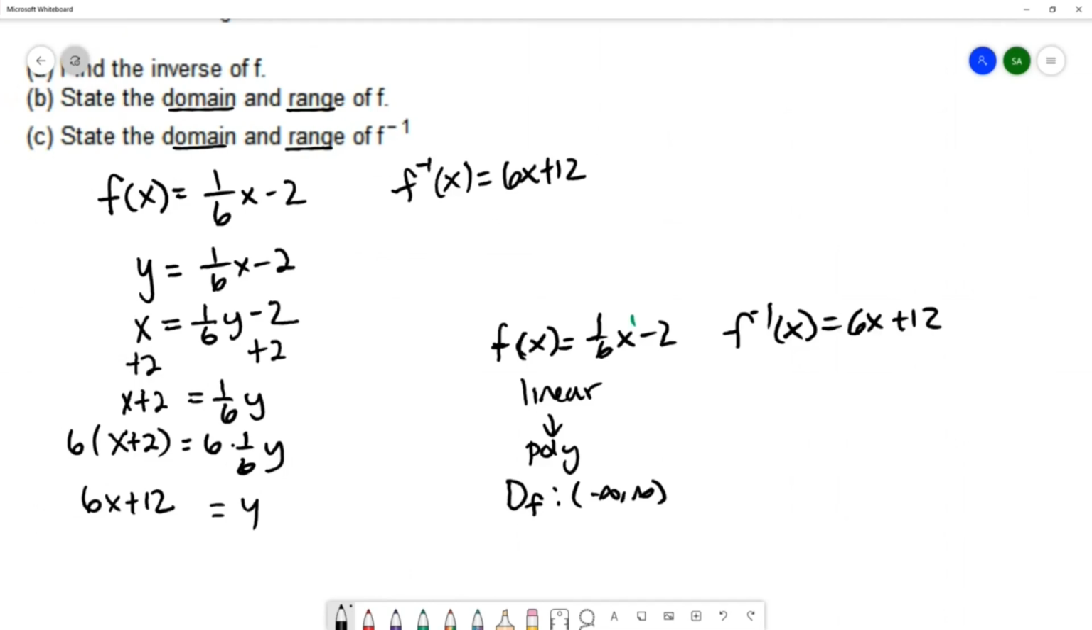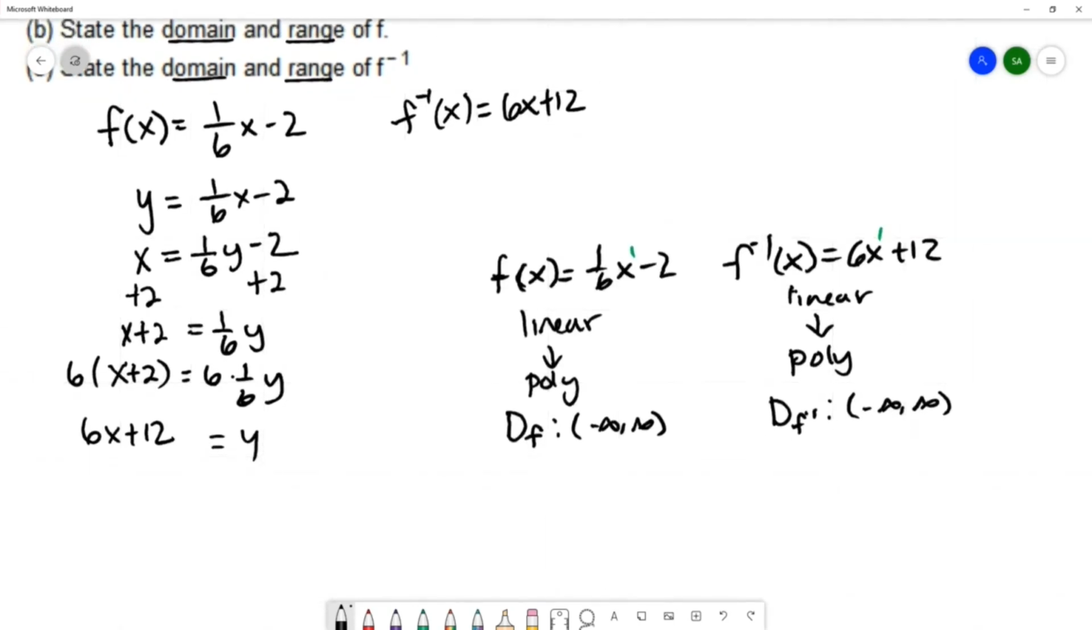When I look at f inverse, I also see a linear function, which is a type of polynomial. So it also has a domain of all real numbers, -infinity to infinity. And as we said earlier, inverses switch the x and y values. So the x's and the y's, the domain and range, also get switched.